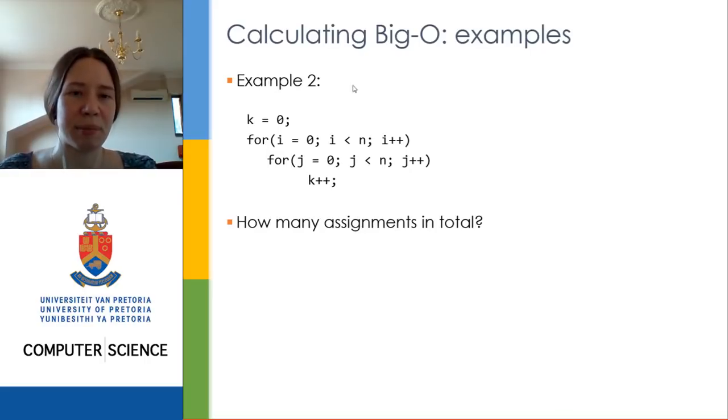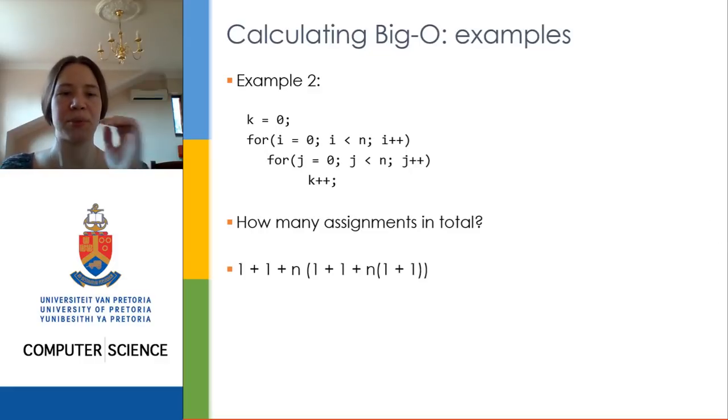All right, so how many assignments? This is definitely one assignment. This is one assignment, this is one assignment, right? The increments are the assignments, but the tricky part here is we have two for loops that we need to take into account. And this is actually the formula to help you figure it out.